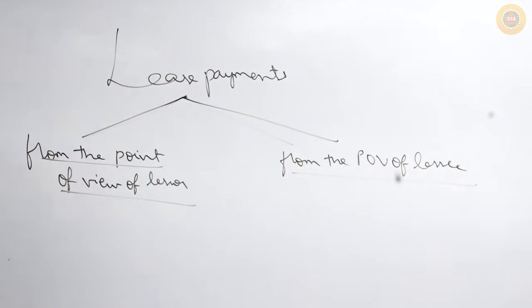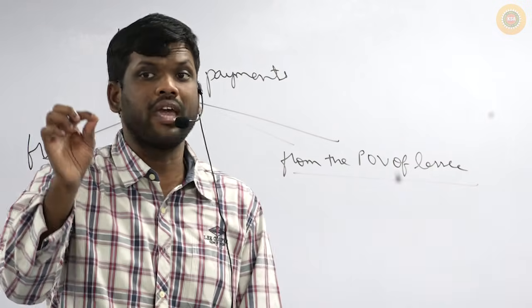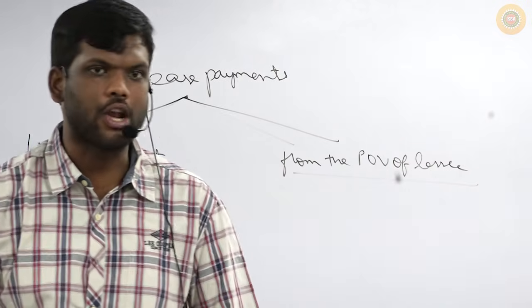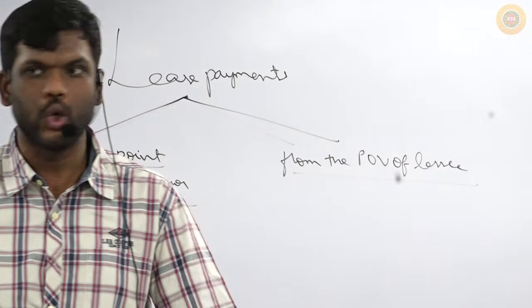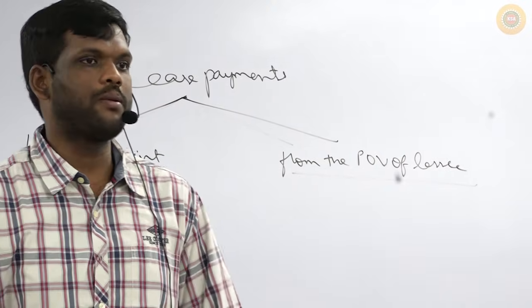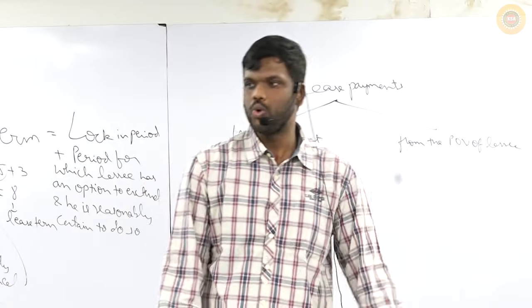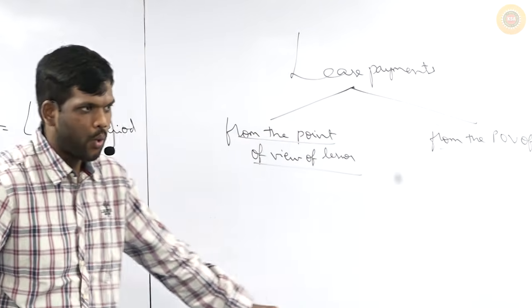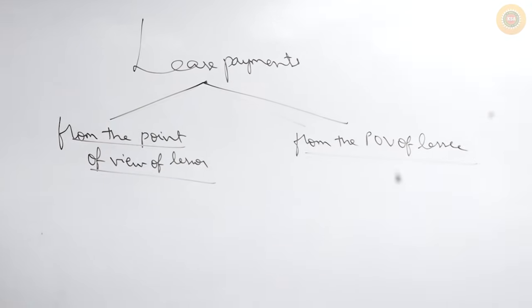Listen please. First we saw the definition of lease. Then we saw the definition of lease term. If anyone asks, you can say: lease term is equal to lock-in period or non-cancelable period plus the period for which the lessee has an option to extend and he is reasonably certain to do so. Then we will include that period. Otherwise, if he is not reasonably certain, we will not include that extra period. Once this definition is clear, we can get into journal entries.